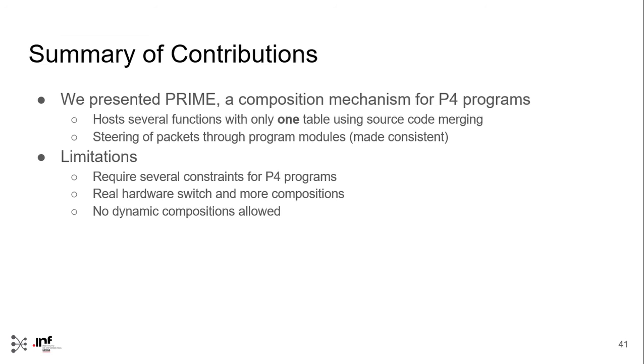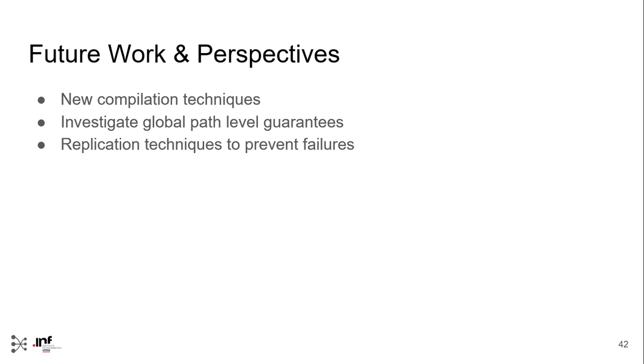Prime still has several limitations. We do not support composing programs with recirculations or submissions, and we also did not make any real hardware compositions. Our evaluations were only simulations. We also did not allow any dynamic composition. As future work, we aim to explore new compilation techniques and investigate global path guarantees. In this work, we only focused on local guarantees in a single switch. Finally, we aim to study replication techniques to prevent failures of switches and of the program that hosts the steering interface.